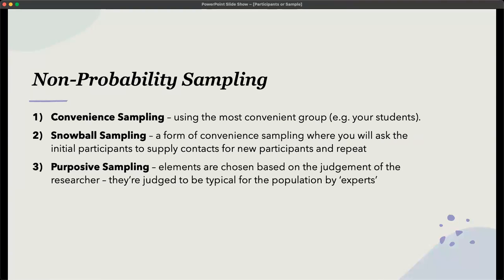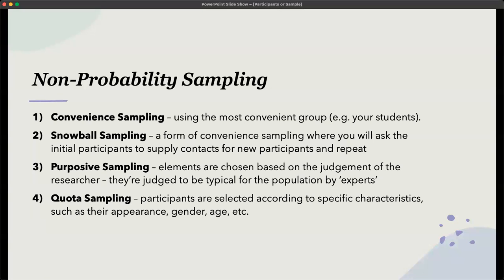Purposive sampling, the elements are chosen based on the judgment of the researcher, and they're judged to be typical for the population by experts. So this is if you're looking for something very specific. Quota sampling. Participants are selected according to specific characteristics. So I need to just look at those who identify as female for this study, or a particular age group. I'm studying preschoolers.